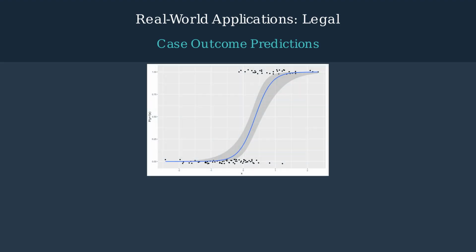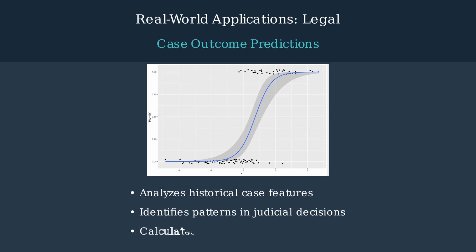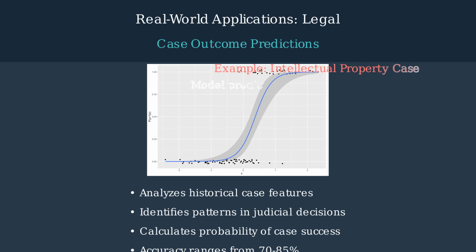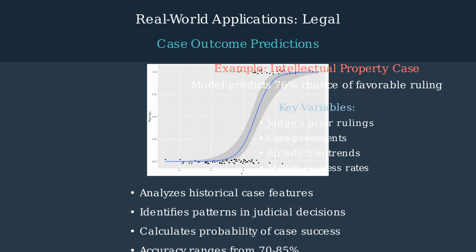Case outcome prediction systems use logistic regression to analyze historical legal data and estimate the probability of success for new cases. These models analyze features such as historical case data, identify patterns in judicial decisions, and calculate the probability of case success, with accuracy typically ranging from 70 to 85%. For example, in an intellectual property case, the model might predict a 76% chance of a favorable ruling based on key variables like the judge's prior rulings, case precedents, jurisdiction trends, and motion success rates.